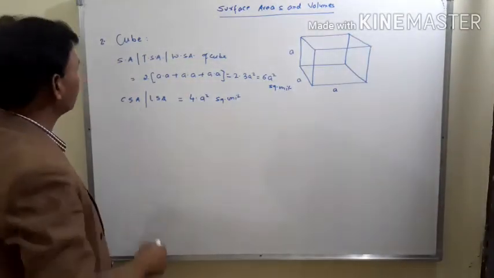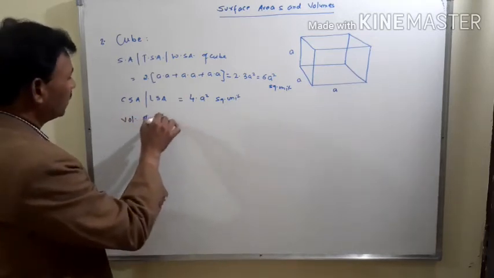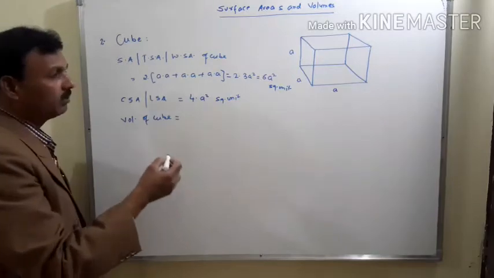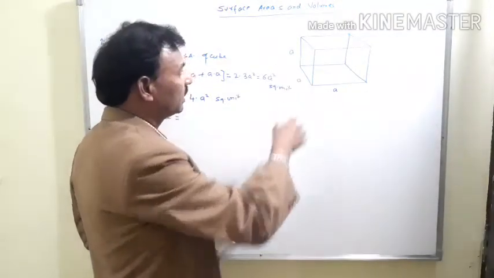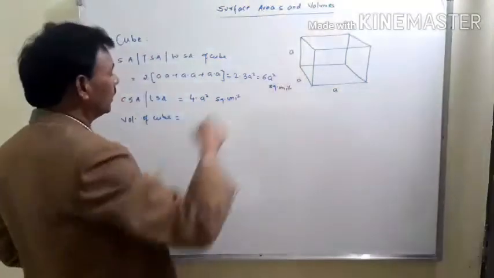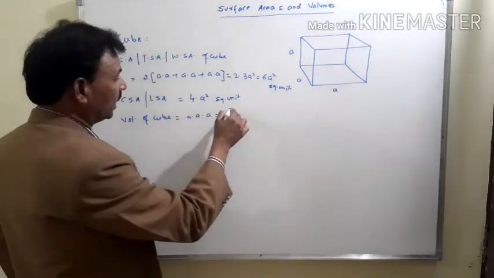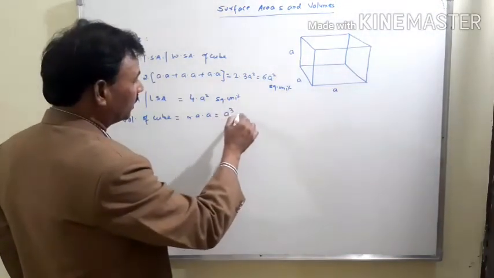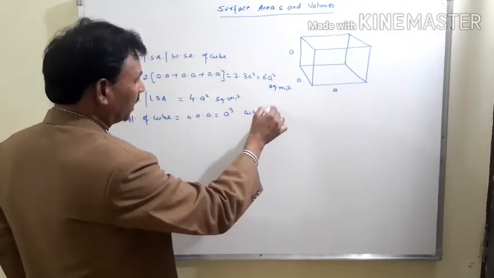Now the volume of a cube is the same as a cuboid, length into width into height. That means here A into A into A equals A cube, and the unit of this is cube unit or cubic unit.